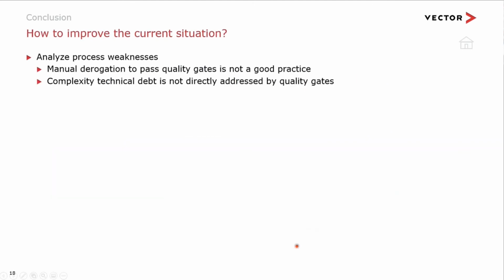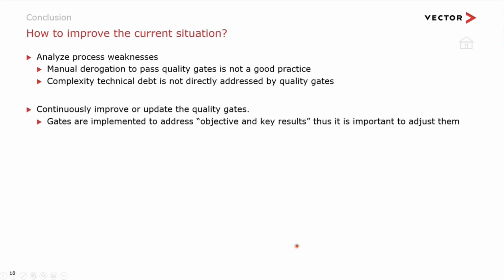So what to do now? We have evaluated the weaknesses, so derogations are clearly not a good practice, and we must improve our quality gates. And this is something that we should always do. If we keep in mind that we started this presentation by stating that we wanted to have an objective and key result, we realized that the gates really help to address this objective and the key result, but it's important to always adjust them and to evaluate and continuously improve ourselves and our process.